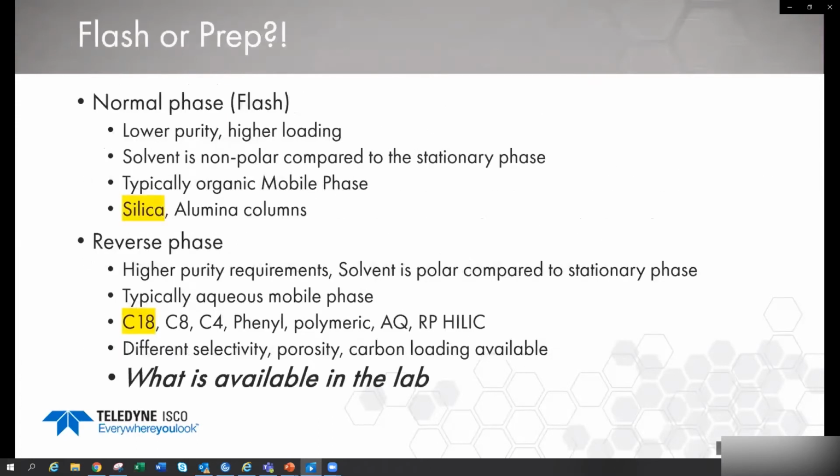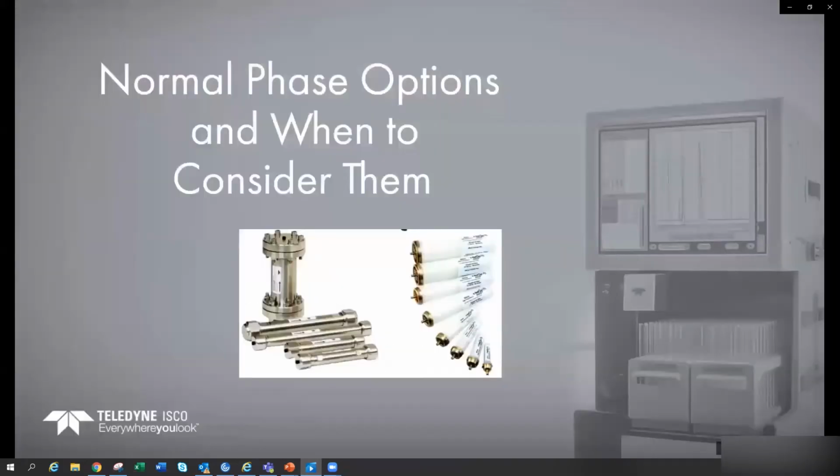Normal phase flash is typically a lower purity, as I had mentioned, and higher loading. Usually it's going to be using a silica column with an organic mobile phase. Reverse phase is typically the opposite of that. We're going to go with more of a non-polar phase, but a polar mobile phase, which would be aqueous with maybe methanol, acetonitrile, something of that nature. But what do people typically use? What do they have available to them in the lab is what I usually find out. So we'll consider each of these different column options, and we'll see what might be best for you.